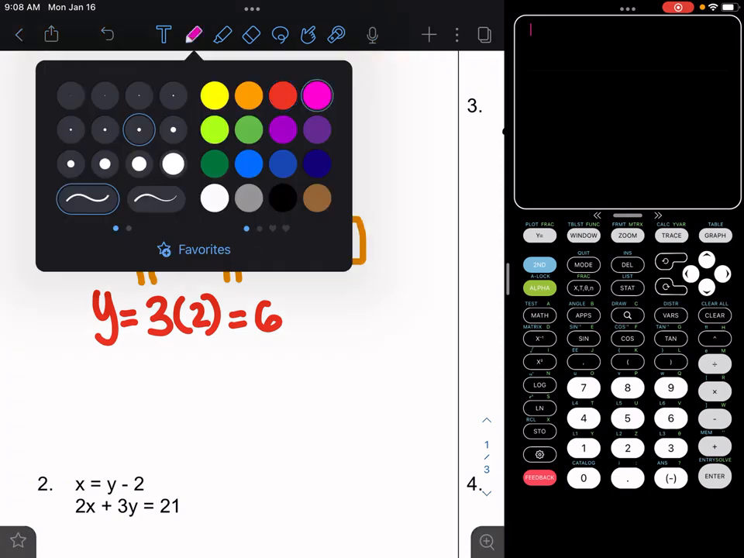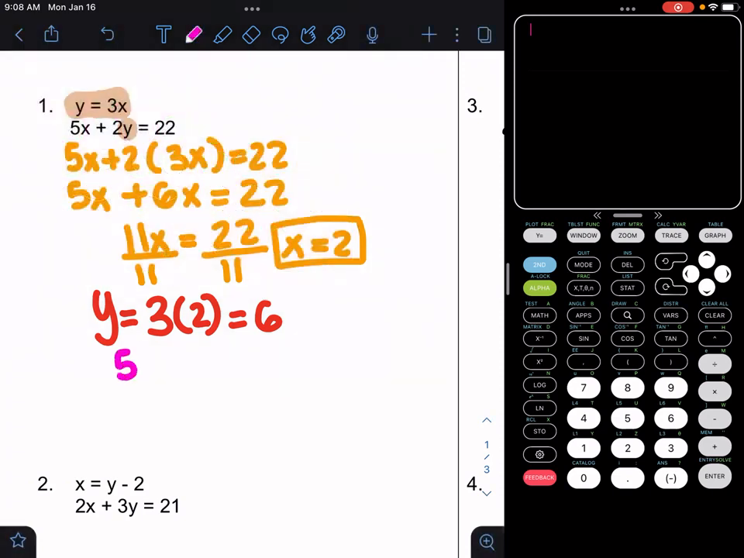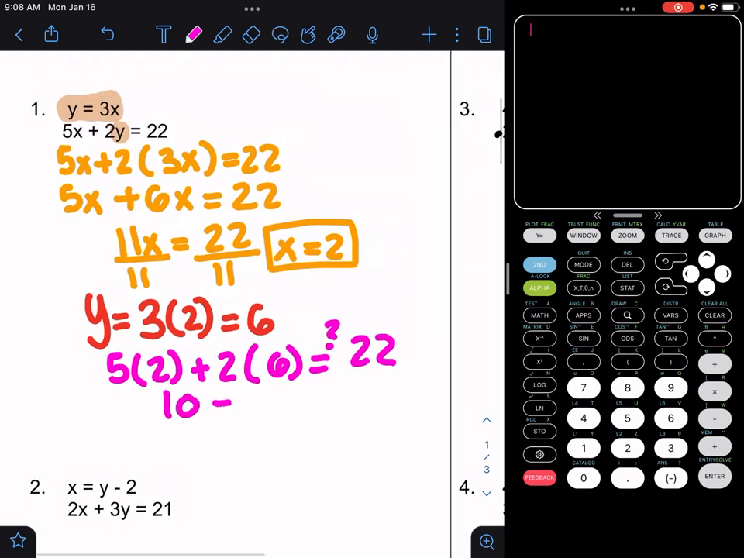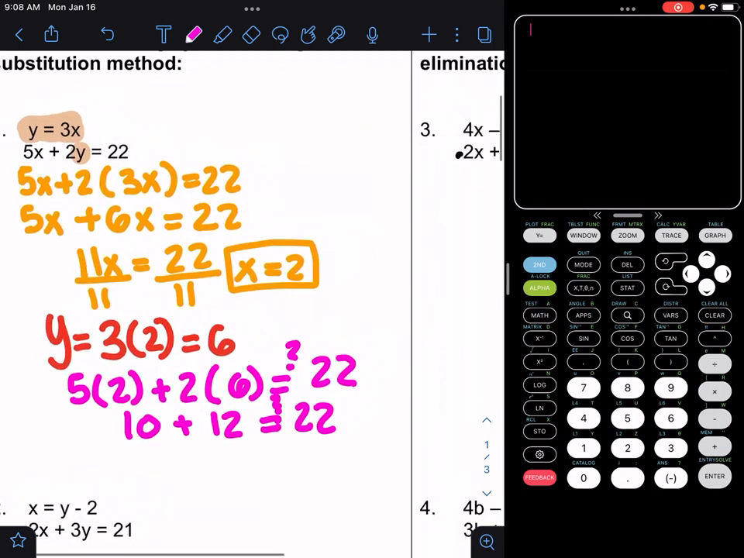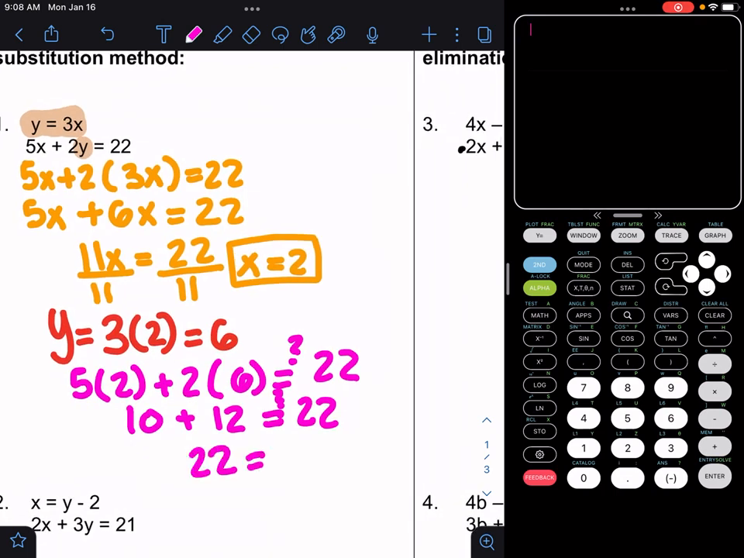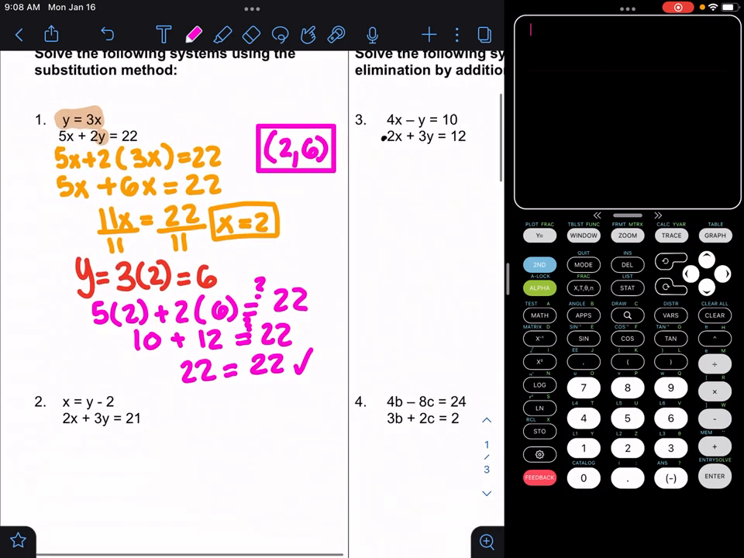Let me double check that this is correct. 5x we found is 2, plus 2, y we found is 6, hopefully equals 22. 5 times 2 is 10, plus 2 times 6 is 12, and does that equal 22? 10 plus 12 is 22, which equals 22, so we are good. So our answer here is x is 2, and y is 6. Nice job.